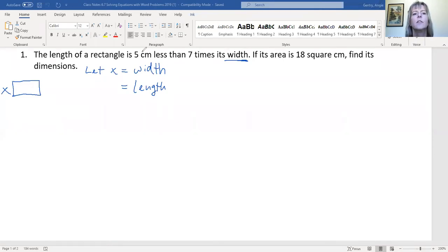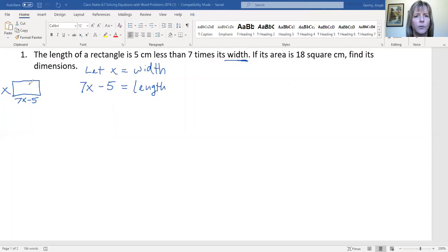Okay, the length is 5 centimeters less than 7 times the width. So 5 centimeters less than 7 times the width. You said the width is X, you see? So this will work, 5 less than 7 times the width. Now you know your width and length in terms of X. And just if you want the picture, there it is. And then you can deal with this.